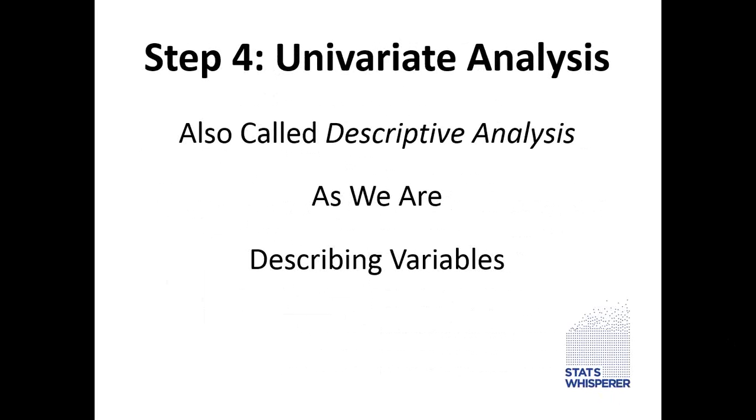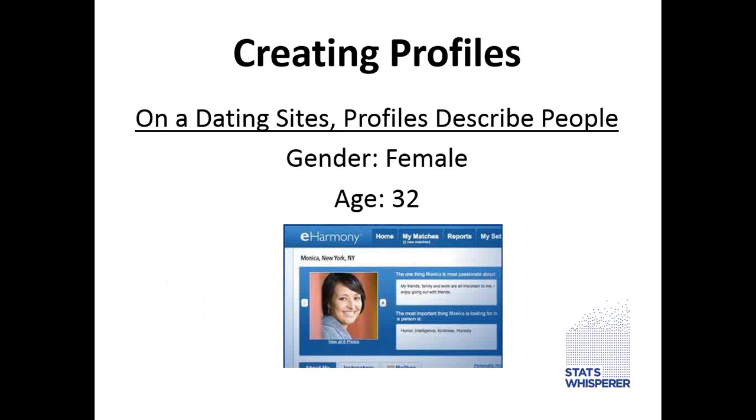Univariate analysis is also called descriptive analysis because we are describing variables. So you could look at it this way. On a dating site, people describe themselves, and they call that description a profile, right? So here's eHarmony, and there's Monica from New York, and gender female, age 32. And so people describe themselves. It's a profile of themselves.